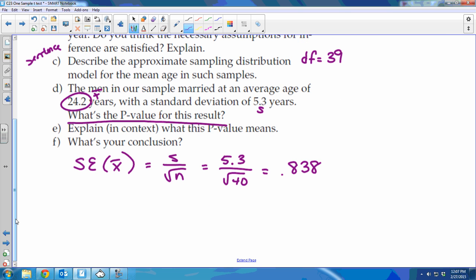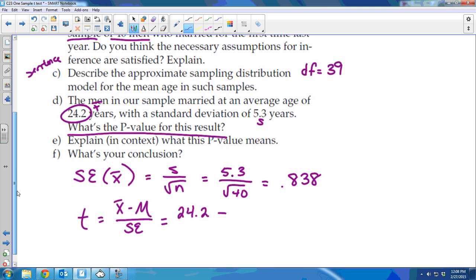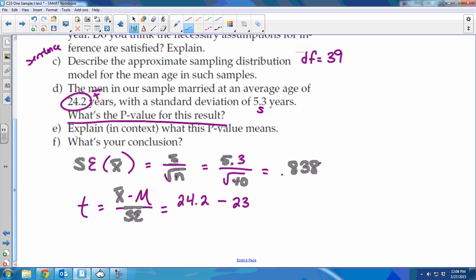What do you need to do in our hypothesis test? Find t. So t again is x bar minus whatever your parameter is in your hypothesis divided by the standard error. So that means we have 24.2 minus 23.3 divided by 0.838. Everyone know where those numbers came from and why they're in that order? Maybe? I got 1.074.